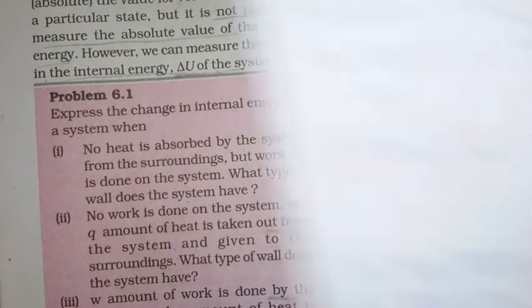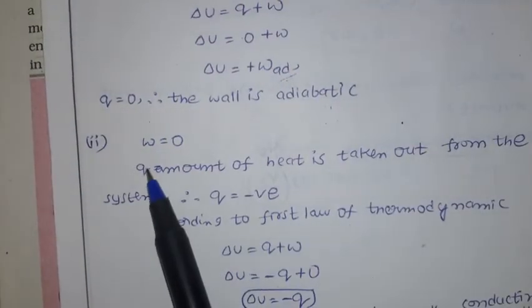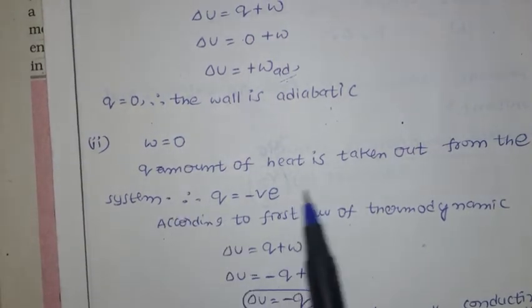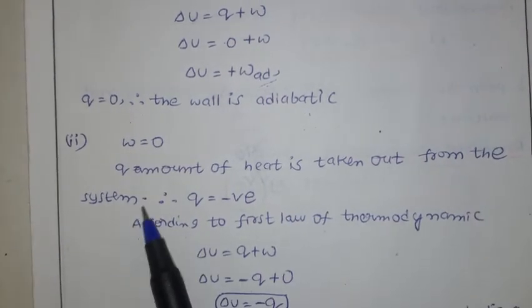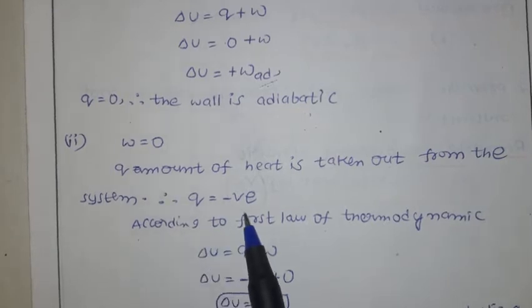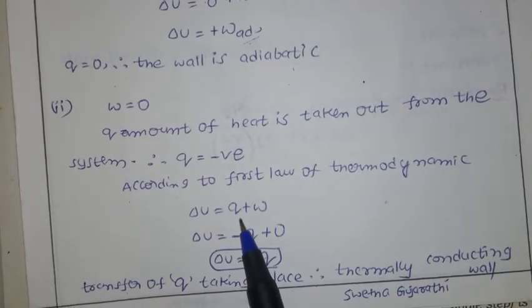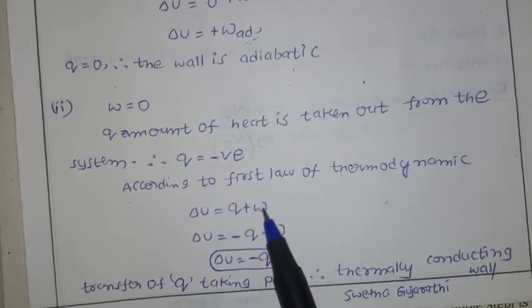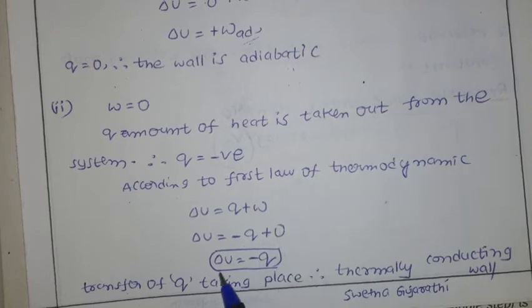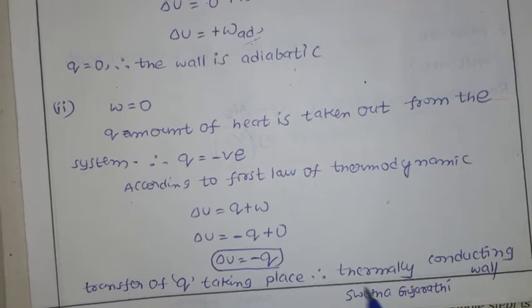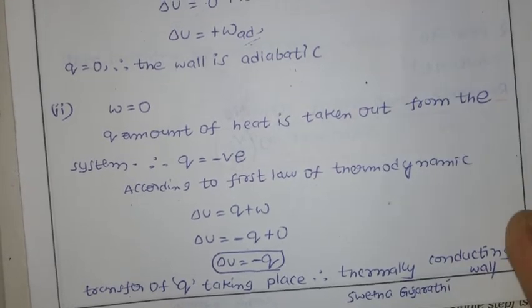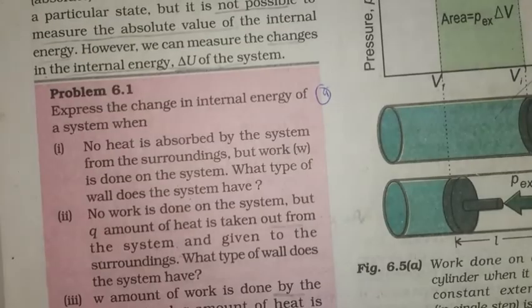Now if you see the sign convention here, no work is done, means W is equal to 0. Q amount of heat is taken out from the system, means system is losing the energy, so Q is negative. According to first law of thermodynamics, delta U equal to Q plus W. Here Q is negative because the system is losing the energy, plus no work is done, so W is 0. So delta U equal to minus Q. There is a transfer of Q taking place, so it is called a thermally conducting wall.